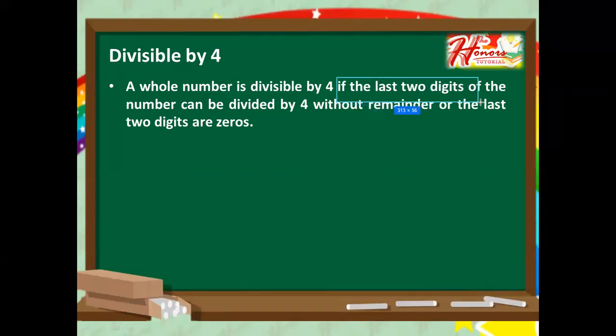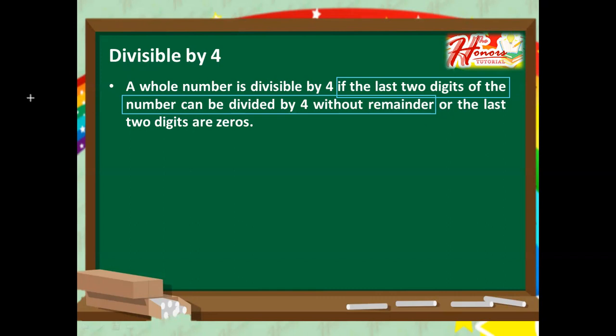If the last two digits of the number can be divided by 4 without remainder, this is our first condition. So we have to focus on the last two digits of the given number, and then divide it by 4. Let's see if the number that we divide by 4 will have a remainder. If it has a remainder, automatically it is not divisible by 4.